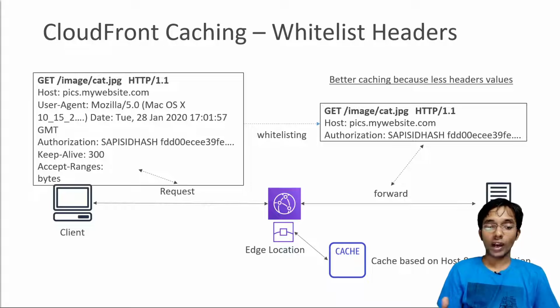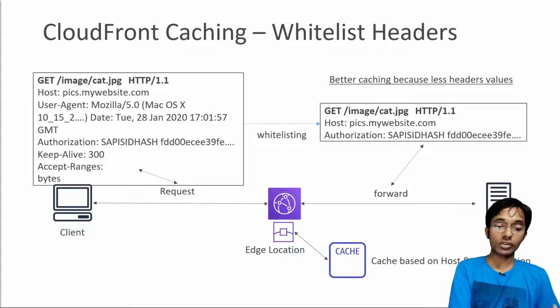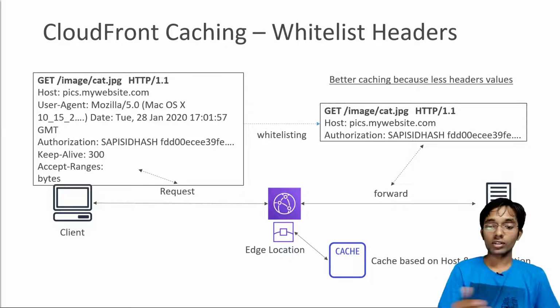So we are going to whitelist some of our headers, and we are going to say, okay, we'll keep the same GET, we keep the Host, and we keep the Authorization header. So in this case, we have a lot less data that can be changing in this header whitelist because we have removed the User-Agent, we have removed the Date and so on. So in CloudFront, we are going to say, okay, we need to cache based on the Host value and the Authorization value, and this is how it is. Very great. And here we have better caching because there are fewer header values. So this is the kind of thing the exam will be testing you on.